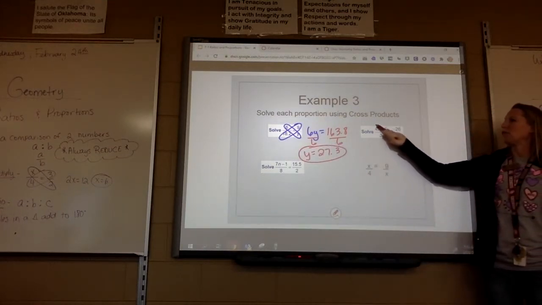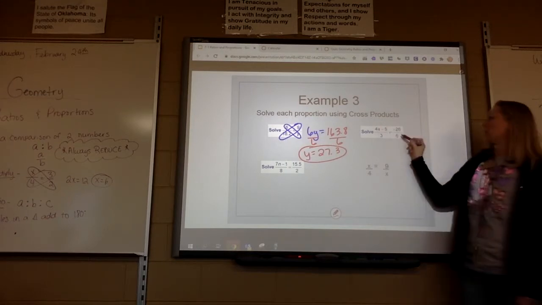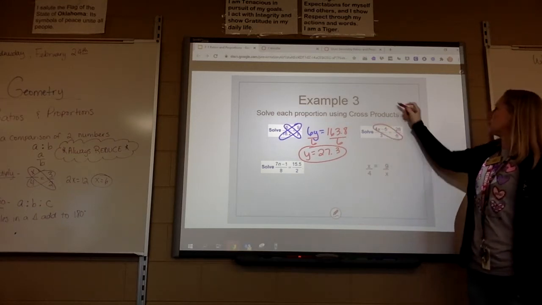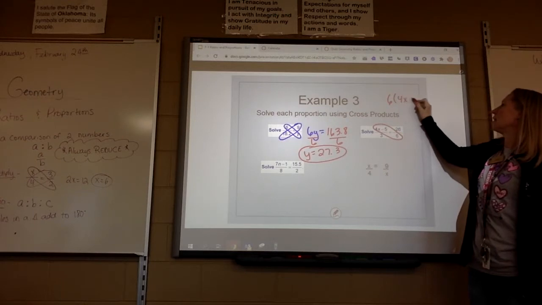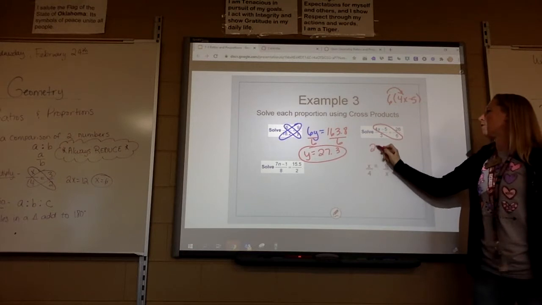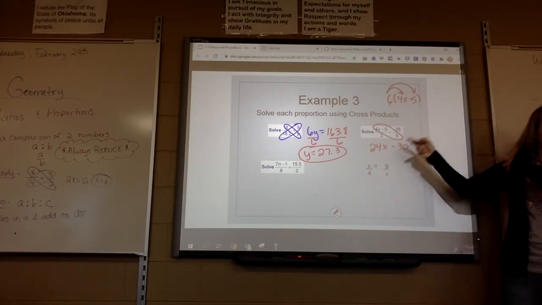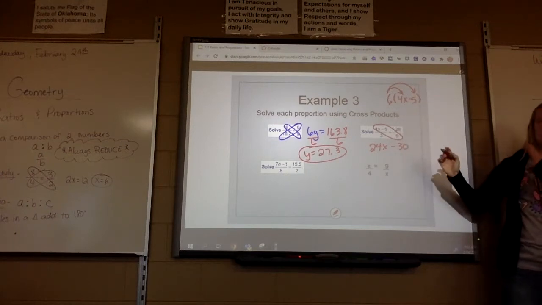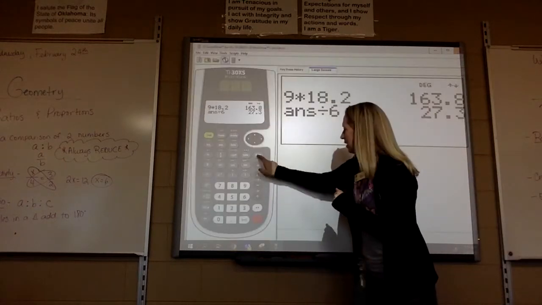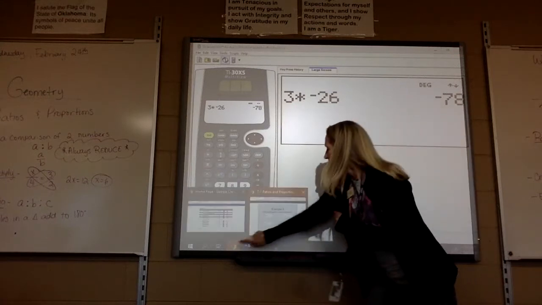Top to bottom. You have to remember to do distributive property. So you're going to have to do the 6 times the 4x minus 5. So what's 6 times 4x? 24x. 6 times negative 5. Don't forget to multiply the 6 times both things. And then I have to do 3 times negative 26. Negative 78.